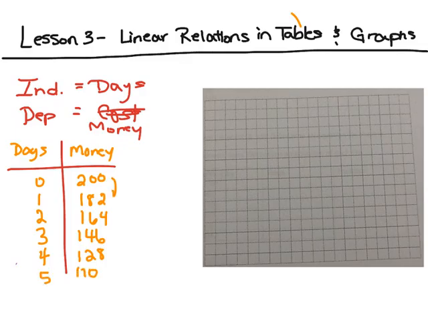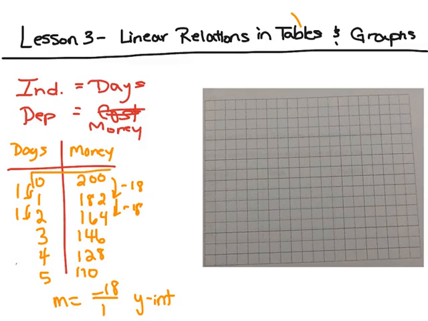So as you can see, this is going down by negative 18. And this is going up by plus 1. So our m, our slope, is negative 18 over 1. And you can tell your y-intercept right away because it's right here. 0 and 200. Now we're going to graph it, and we're going to go up by ones.